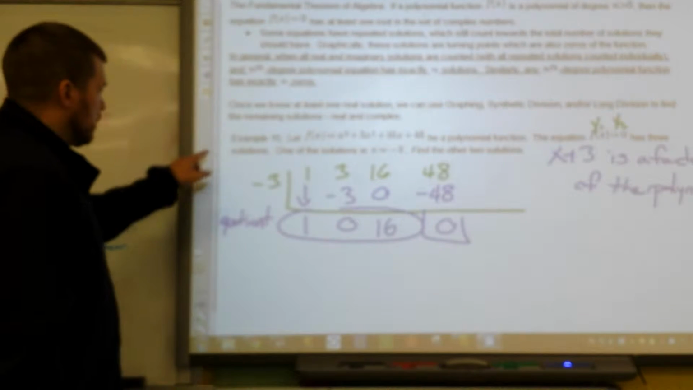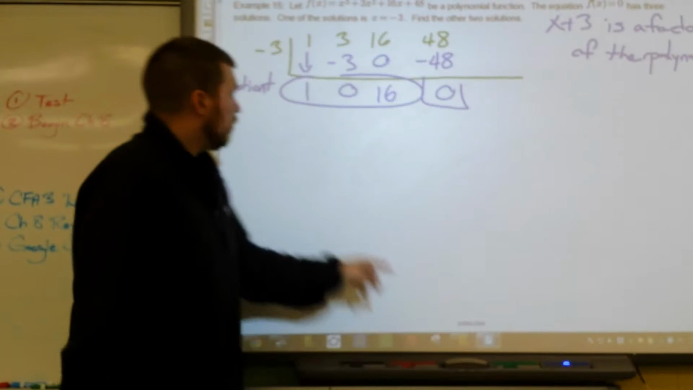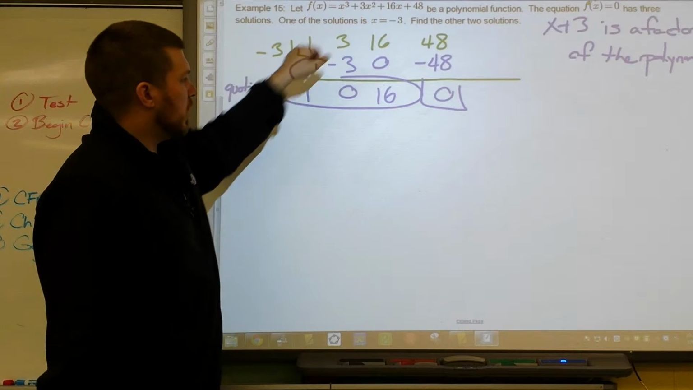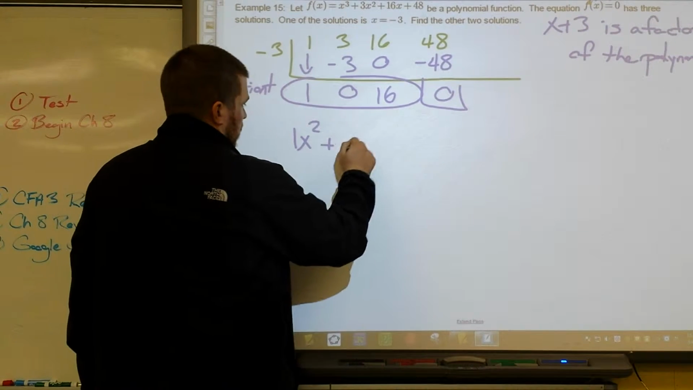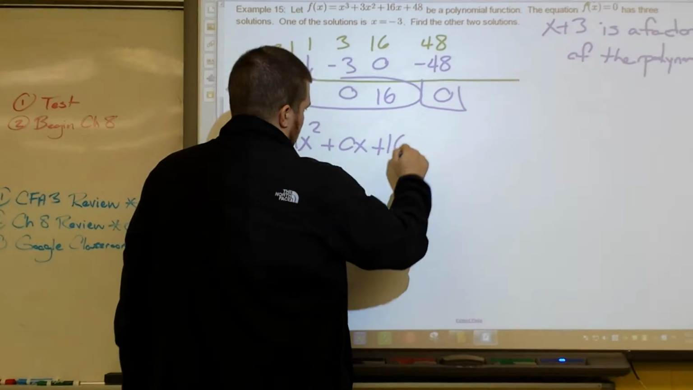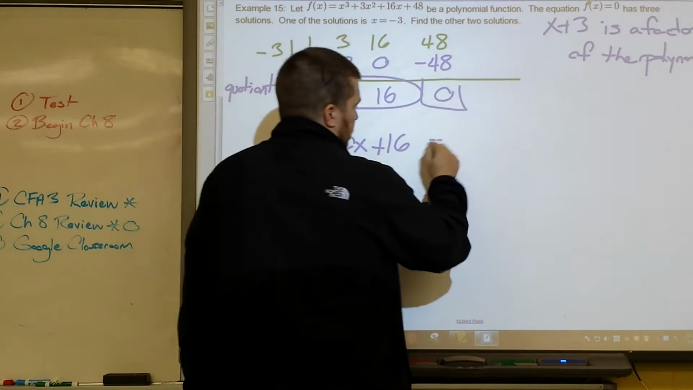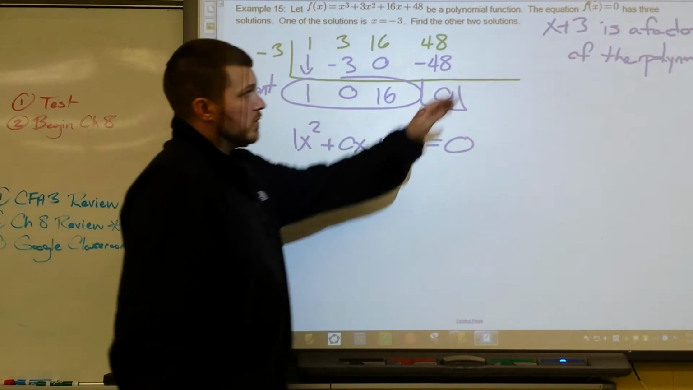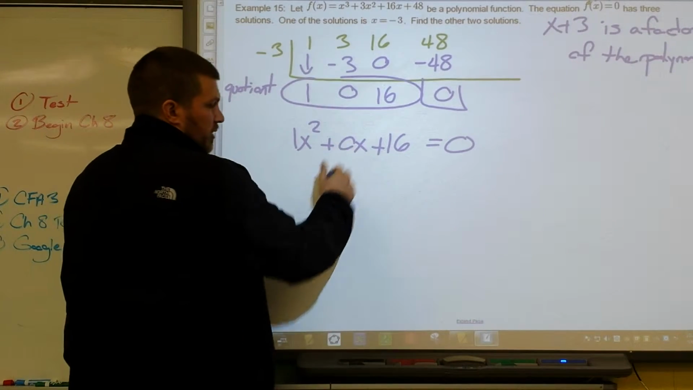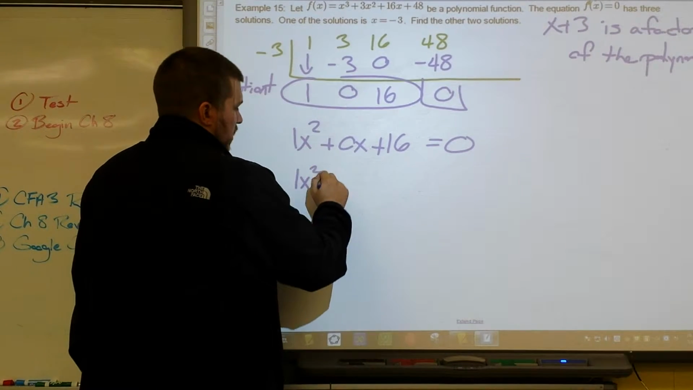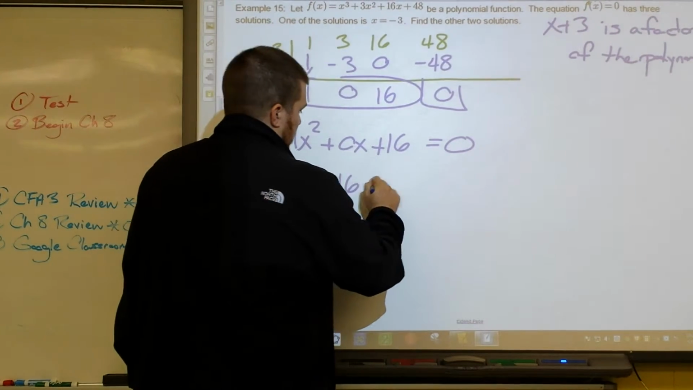So this is what I'm going to use to do my work. We started off with x cubed in our original polynomial, so this 1 represents 1x squared plus 0x plus 16. And this is still equal to 0, because that was what my original equation was. So I'm going to just keep saying equal to 0. I want to clean this up some. 1x squared plus 16 equals 0.